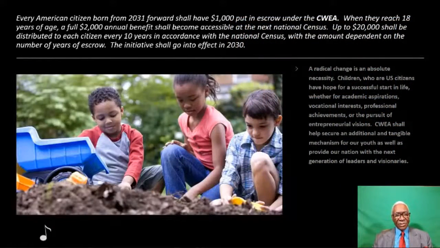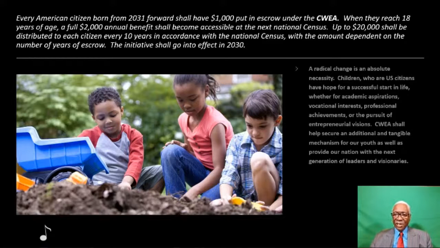Every American citizen born from 2031 forward shall have $1,000 placed in escrow under the CWE Act. When they reach 18 years of age, a full $2,000 annual benefit shall become accessible at the next national census. Up to $20,000 shall be distributed to each citizen every 10 years in accordance with the national census, with the amount dependent upon the number of years of escrow. The initiative shall go into effect in 2030.